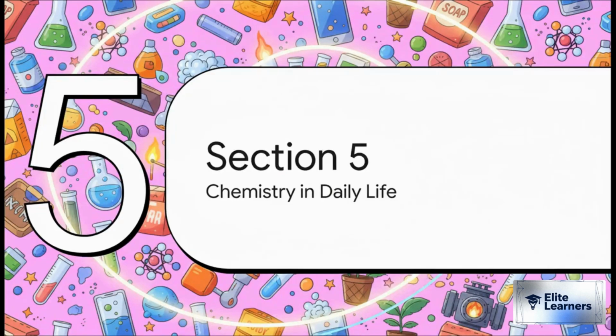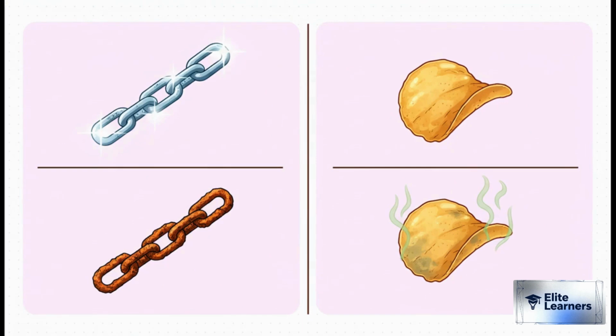Okay, we've covered a ton of theory. Let's bring it all back home in our final section, chemistry in our daily lives. Where do we actually see this stuff? The answer? Oh, just about everywhere. Remember that redox reaction we were just talking about? Well, two of its most famous, or infamous, effects are corrosion and rancidity.